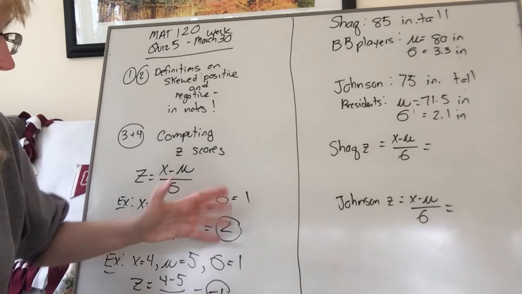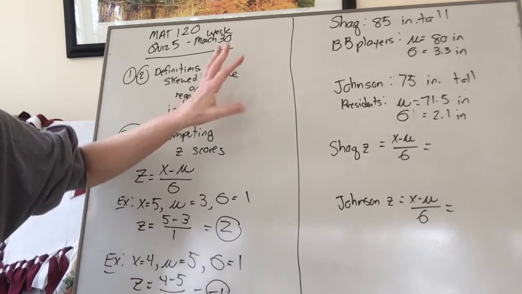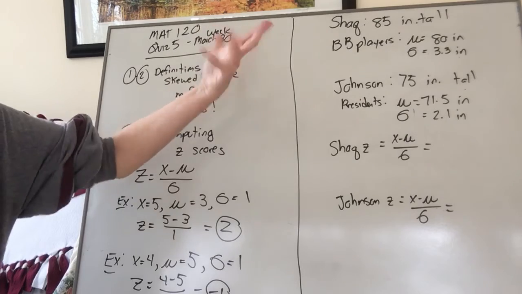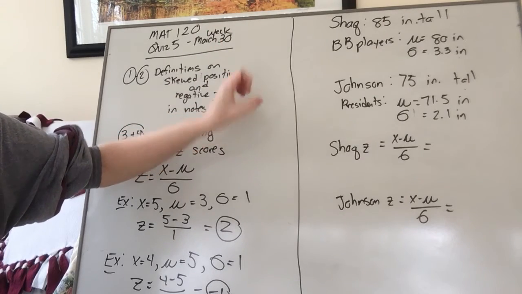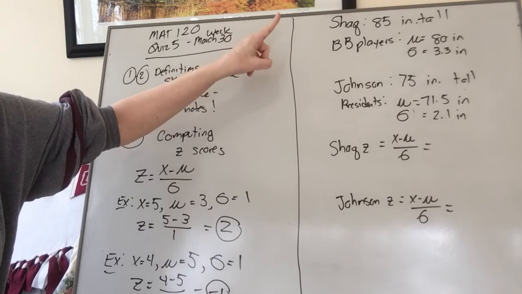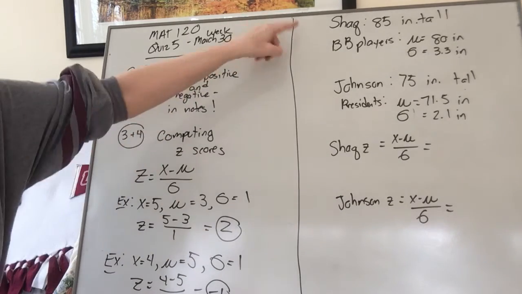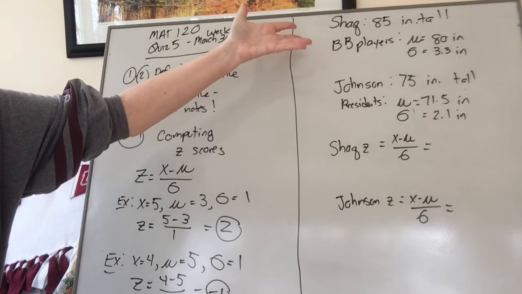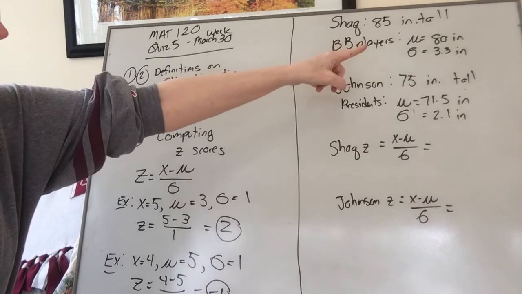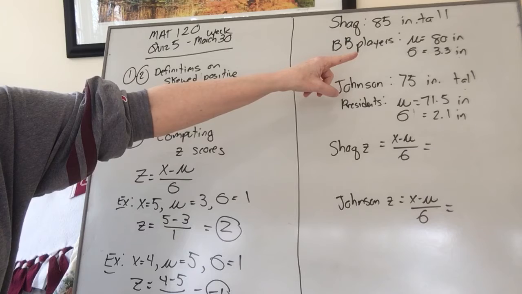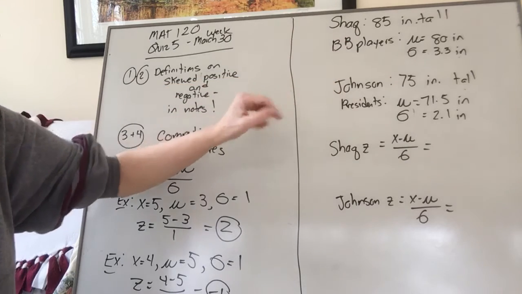The last problem is a little bit more involved, but here's an example that I did in my notes. It's similar to this example. So this problem talks about Shaq. You guys know who Shaquille O'Neal is? He used to play basketball. He's really tall. He's 85 inches tall. But the average for basketball players was 80 inches, and the standard deviation is 3 inches.